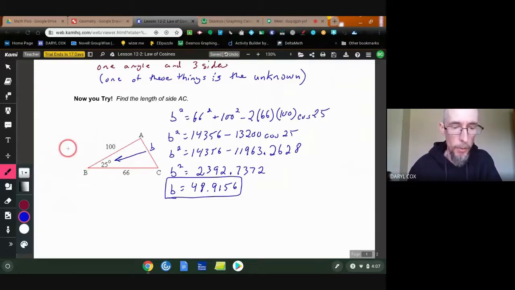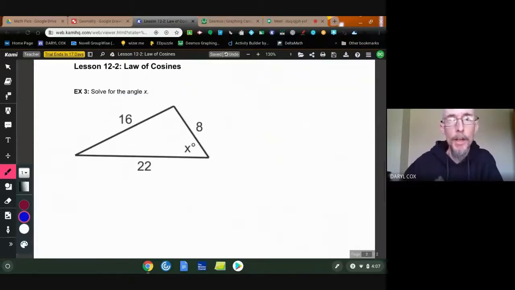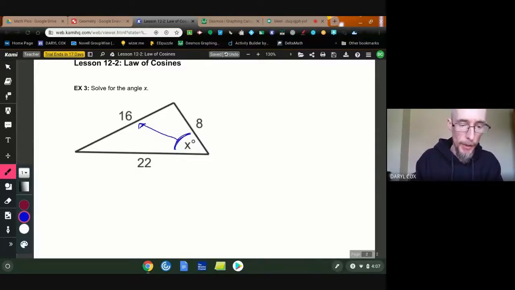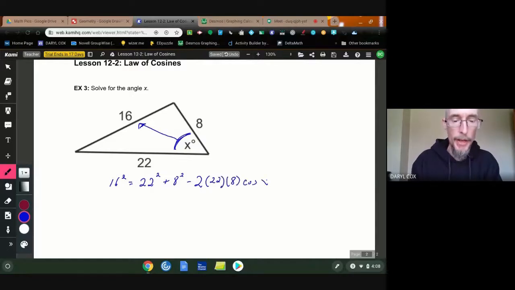So let's take a look at one more type of problem, a couple more maybe. Because on both of those, we found sides. We can also find an angle if that's what's missing, okay? So when I look at this problem, the angle I'm looking for is x. So I'm going to be doing the cosine of x. But what side goes on the equals side? The 16, okay? So when I set up my formula, I've got 16 squared equals 22 squared plus 8 squared minus 2 times 22 times 8 cosine of x.